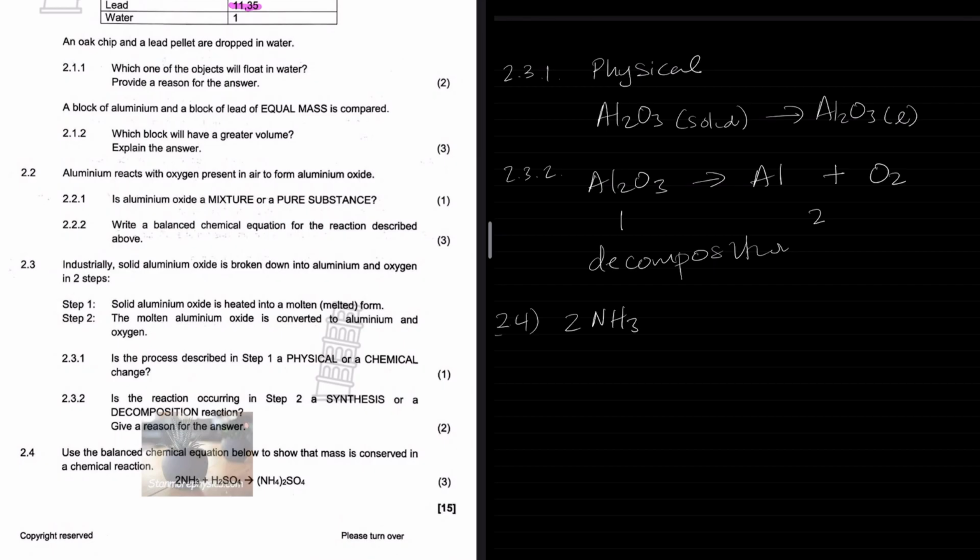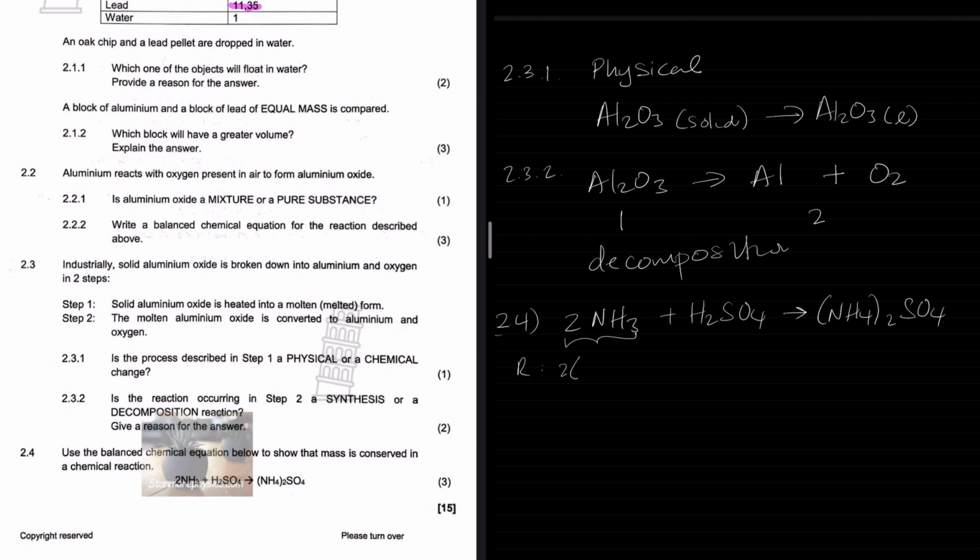So 2NH3 plus H2SO4 gives you (NH4)2SO4. Now, I like to do this left side, right side. So I'll do reactants here. So R for reactants. Now, let's add up the things. So let's add up for this. So that is 2NH3. So I have 2 nitrogens because 2N.